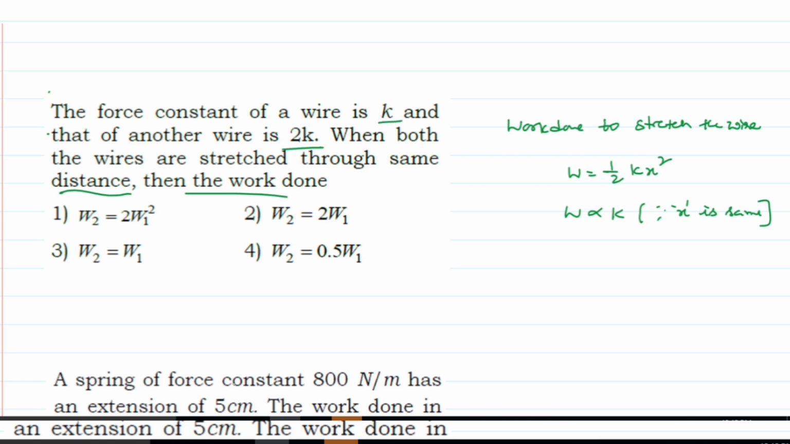Now you can take W1 by W2, which will be K1 by K2. K1 is K, K2 is 2K, it's cancelled. So W2 will be 2 times W1. W2 equals 2 times of W1, you are getting.